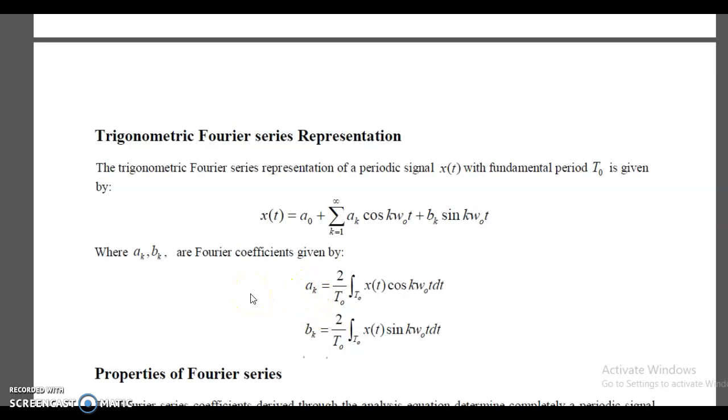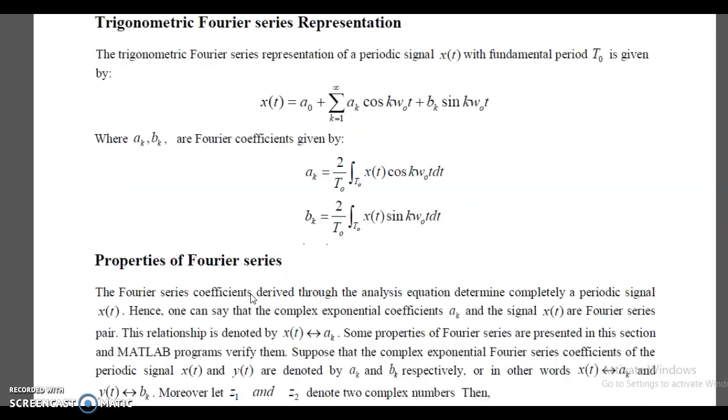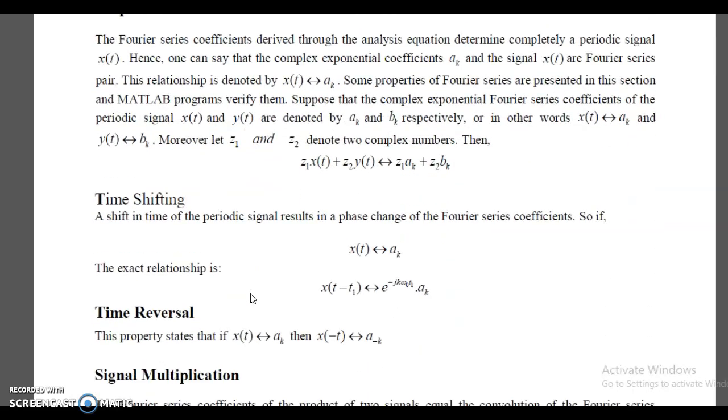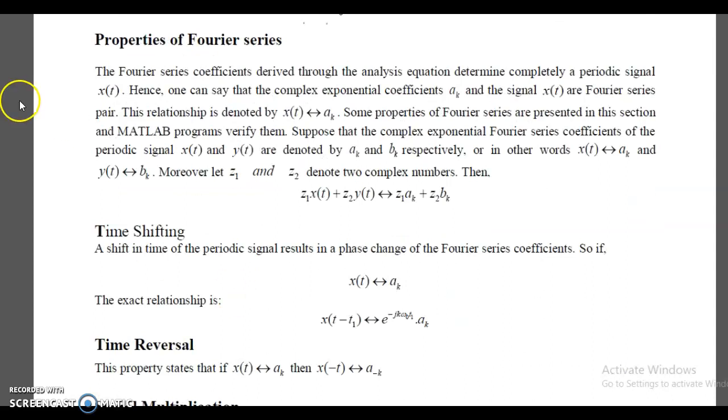Okay, so we have some properties of the Fourier series. But before jumping onto the properties, here is some explanation which simply tells that the input signal x of t and the Fourier coefficients a k's constitute a one-to-one mapping.